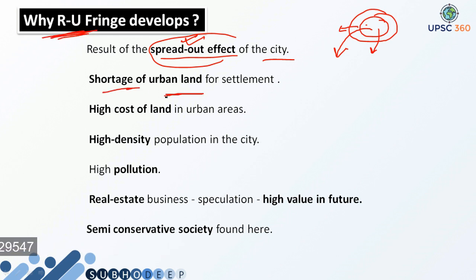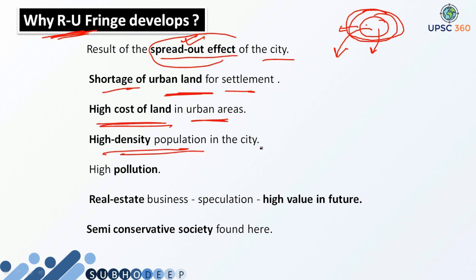There is a shortage of urban land for settlement in the suburban and urban region. That's why some section of the people feel that we should go to an area where the rent is much cheaper. That's why they shift to outer areas. Of course, in urban areas the cost of land is very high. The density of population in the main city region is very high, due to which there is huge chaos and huge pollution. So of course people try to escape all those things, because people always try to live in a region which is peaceful. So this is the region which provides peace to them, right?